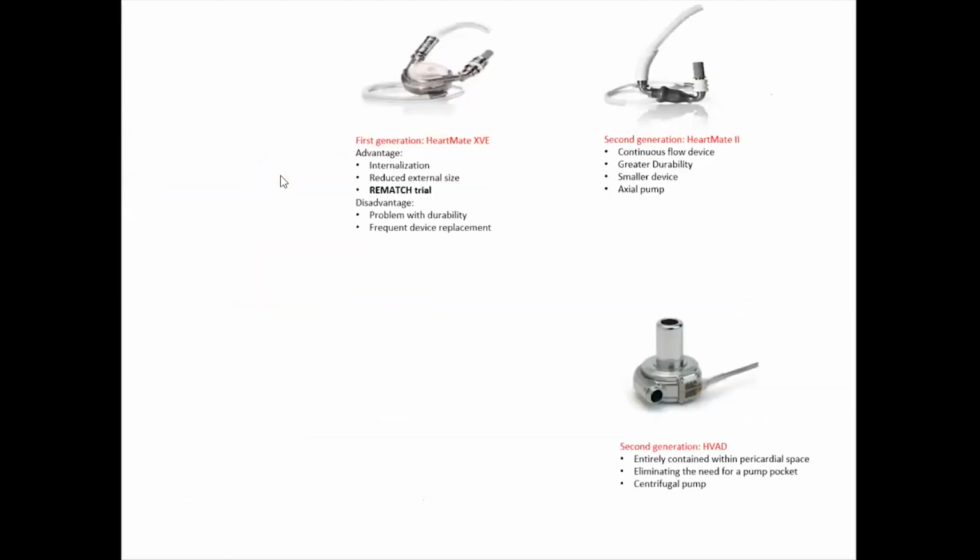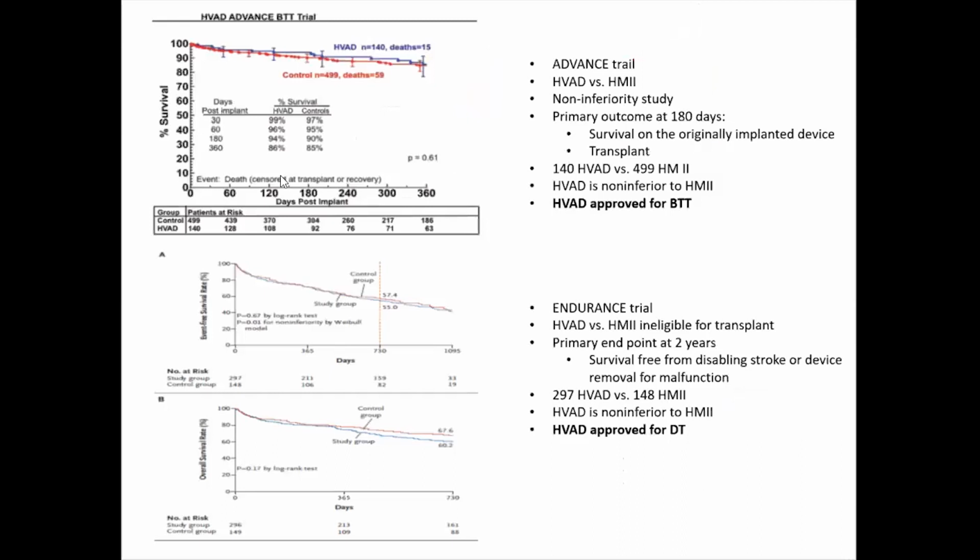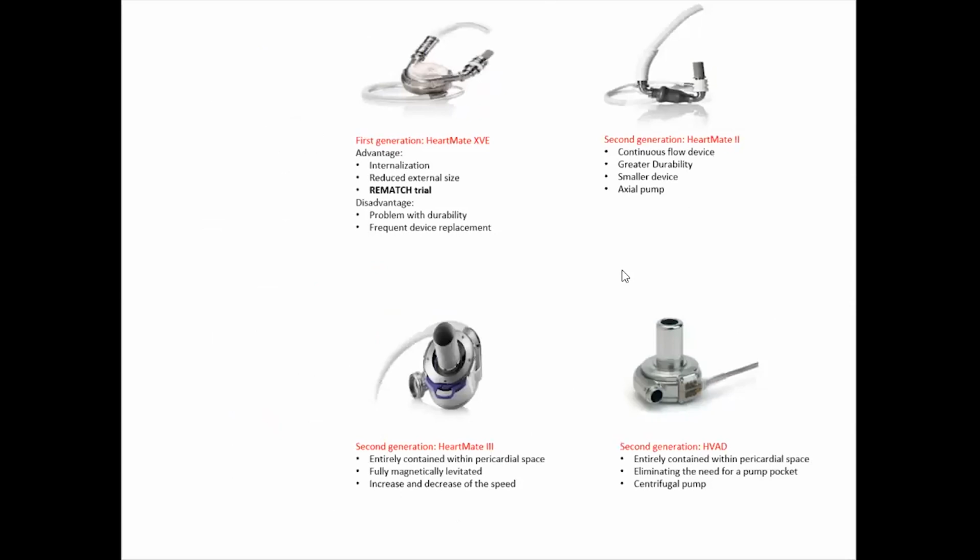The next pump is the HVAD, or HeartWare. It is still a continuous flow pump, but it's a centrifugal pump and is entirely contained within the pericardial space. It is a smaller pump. The way it was approved for bridge to transplant was the ADVANCE trial, a non-inferiority trial of HeartMate 2 versus HVAD, where the primary outcome was survival on the original implanted device, or transplant. They were the same, so it was non-inferior and was approved for bridge to transplant. And in the ENDURANCE trial, which looked at destination therapy patients, they met the non-inferiority outcome, so it was approved as a destination therapy. The newest pump is the HeartMate 3.